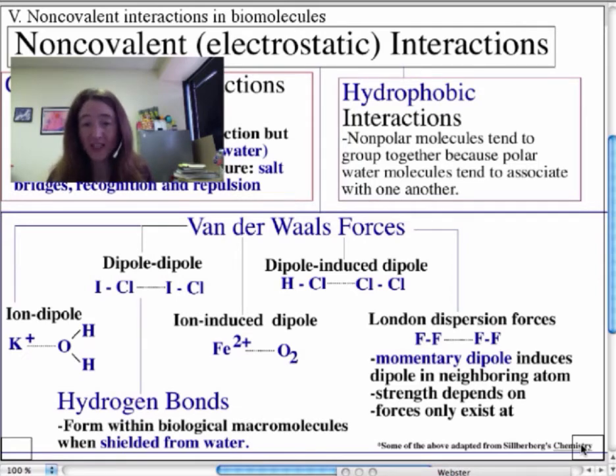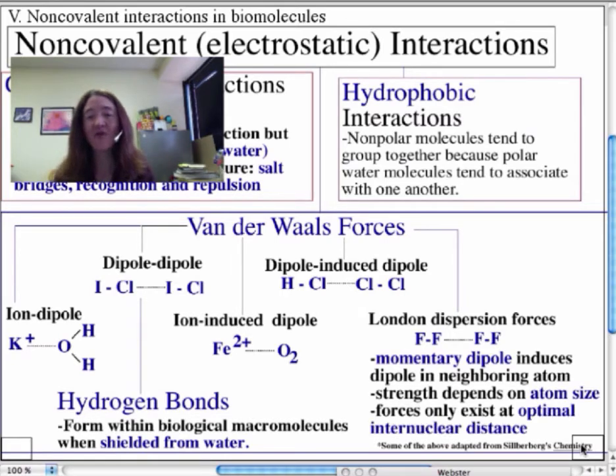So these are momentary dipole inductions in neighboring atoms, and the strength depends upon atom size, and forces only exist at optimal internuclear distances, and we'll look at that just a little more here in a moment.